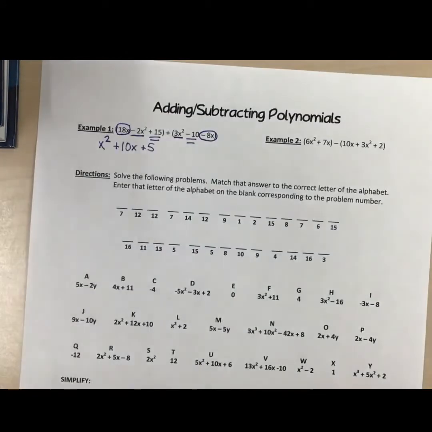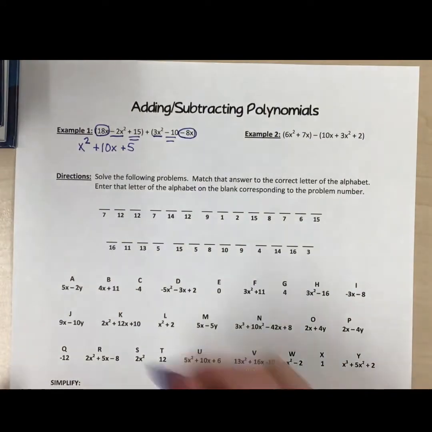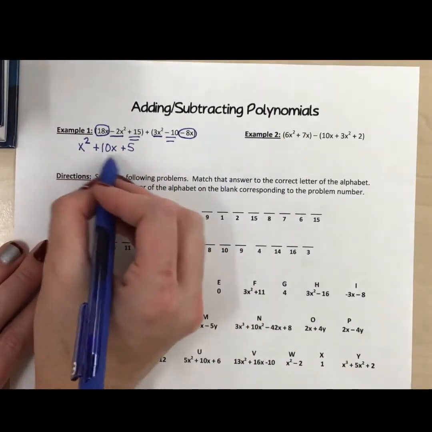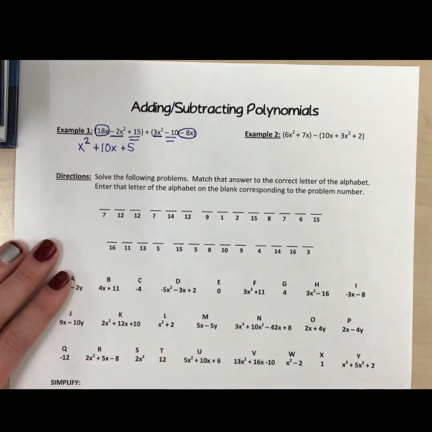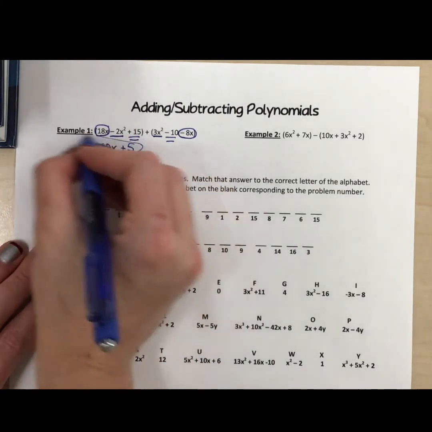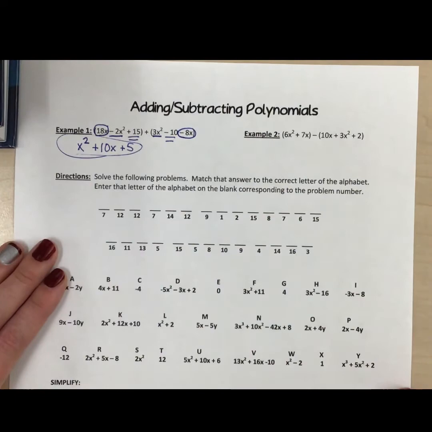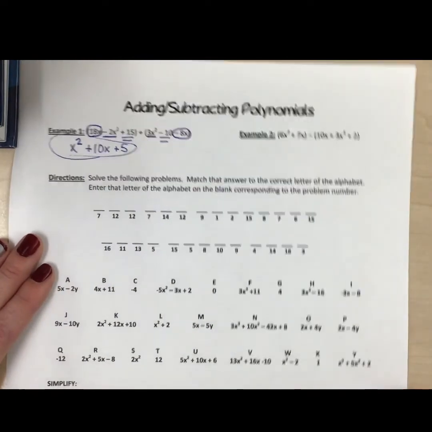So the reason why I do things by the highest exponent first and not just working my way left to right like that is because I already have my answer in standard form. I don't need to rearrange anything. So this would be my final answer for adding those two polynomials together.